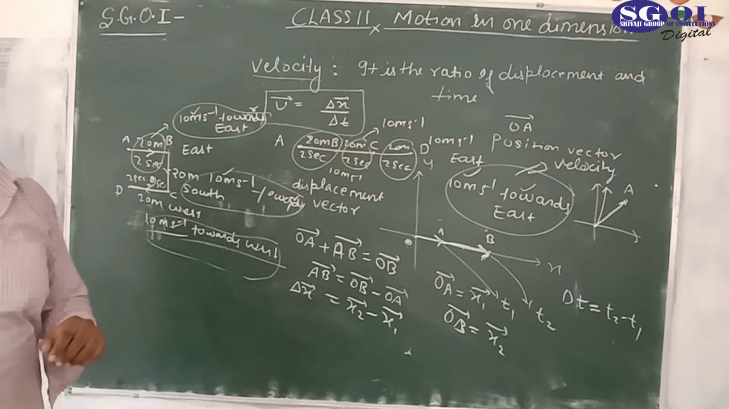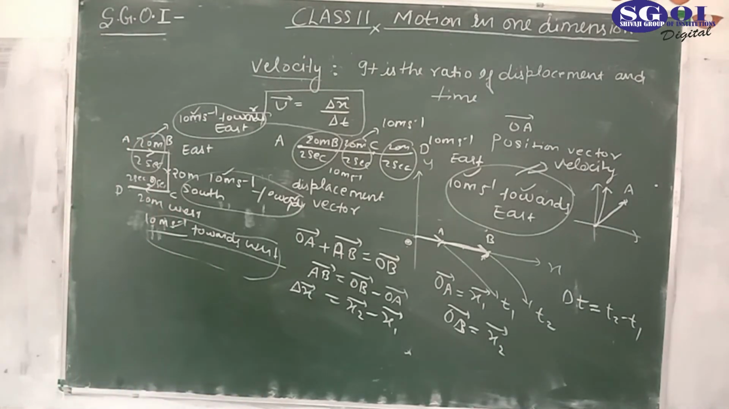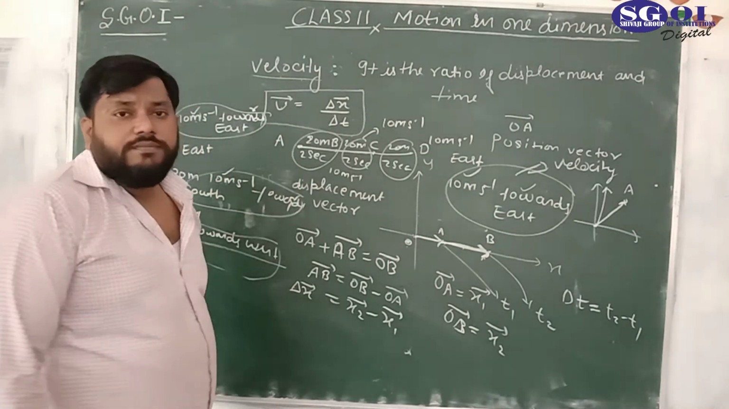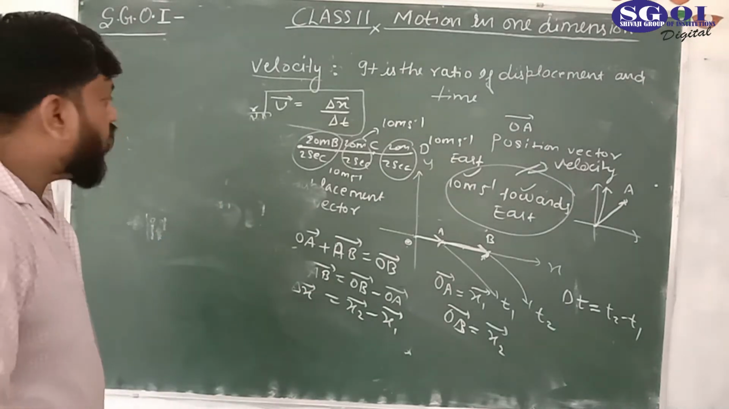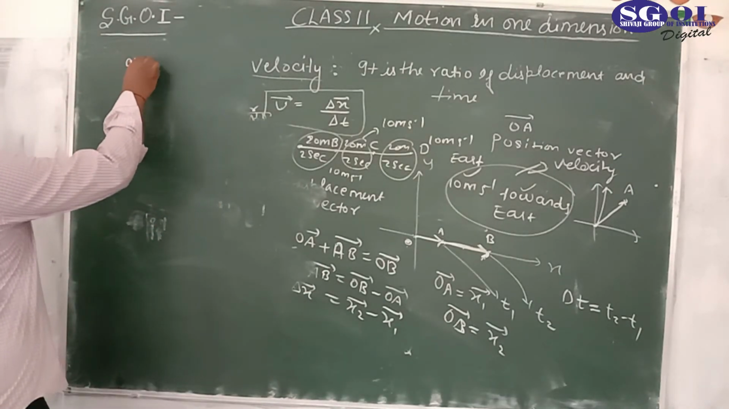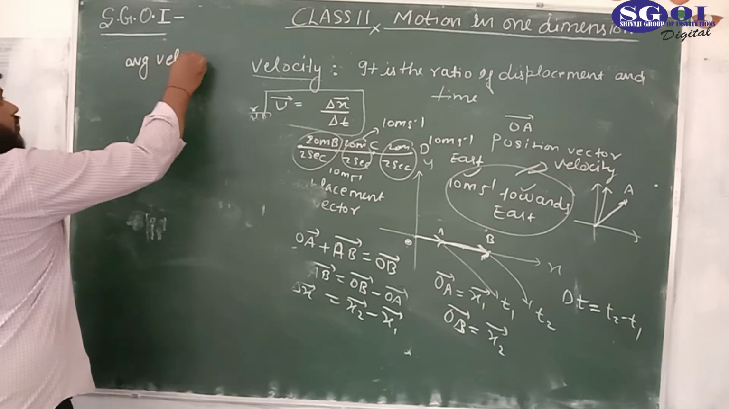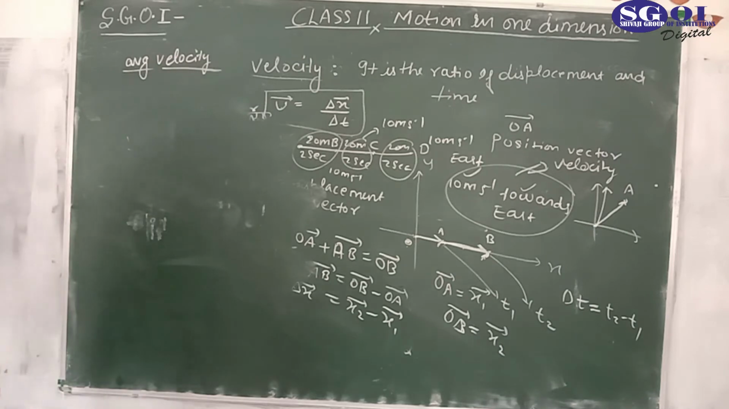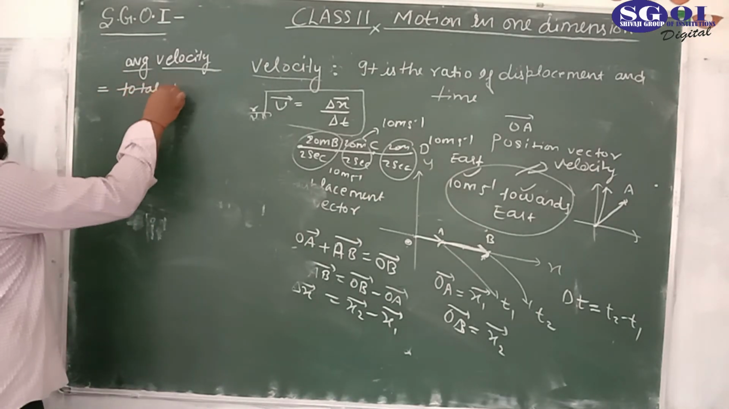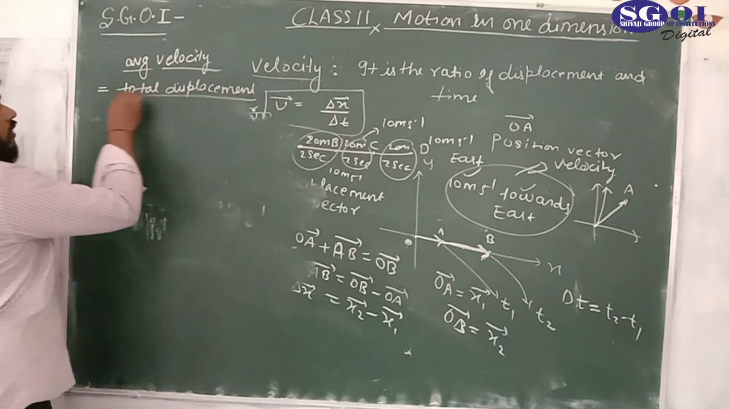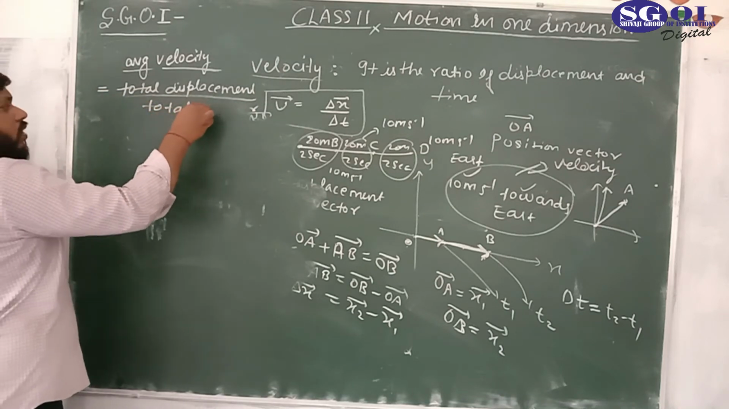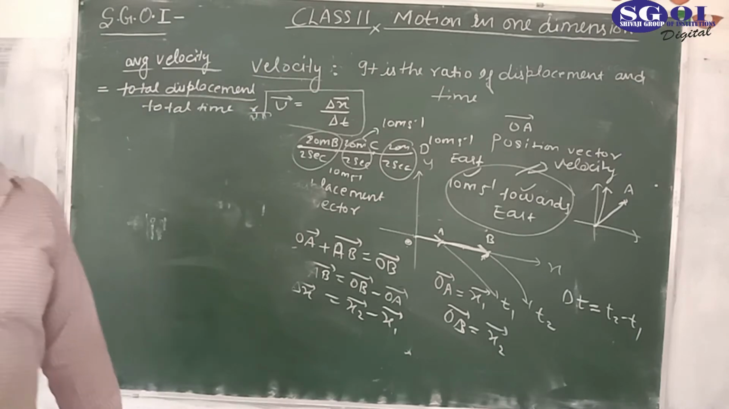Now we are going to define the average velocity, as we have defined the average speed. So what is the average velocity? It is just the same as we have defined the average speed. Average velocity is the total displacement upon total time.